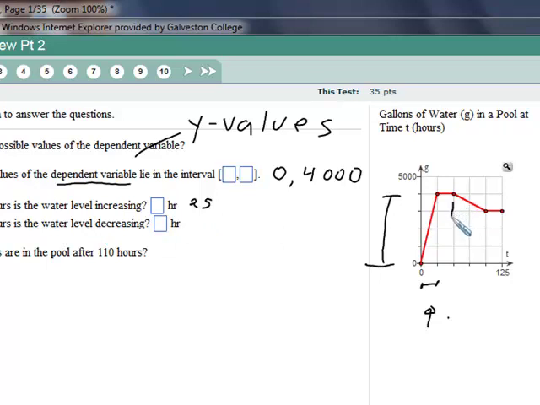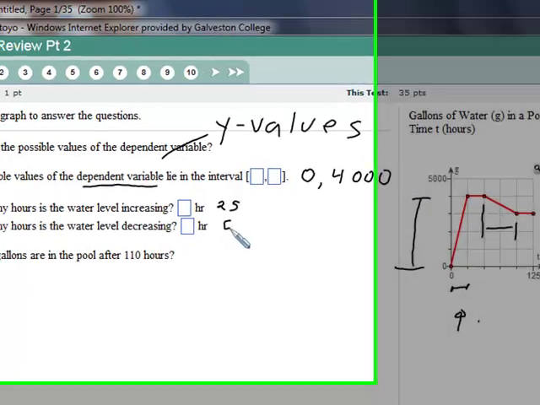And then when is it decreasing? It looks like it's decreasing from here to there. That's where we see our negative slope. We see it goes through two boxes, or two of these lines. So that's going to be 50 hours that it's decreasing.